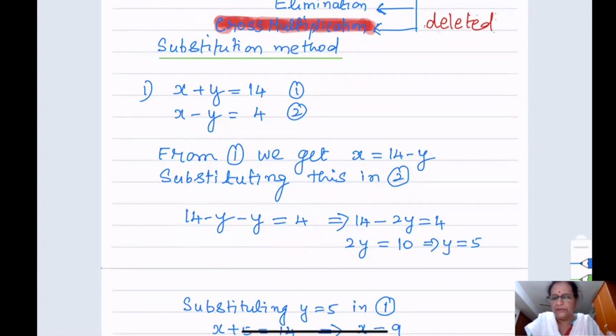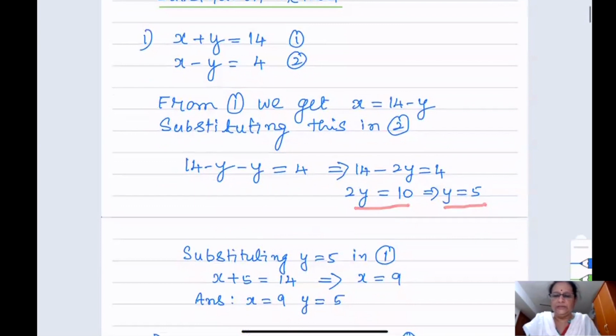So minus y minus 2y. On solving, you get 2y is equal to 10, y is equal to 5. So you got the value of y is equal to 5. So now, after getting the value of y is equal to 5, now we need to get the value of x. We have not yet got the value of x.